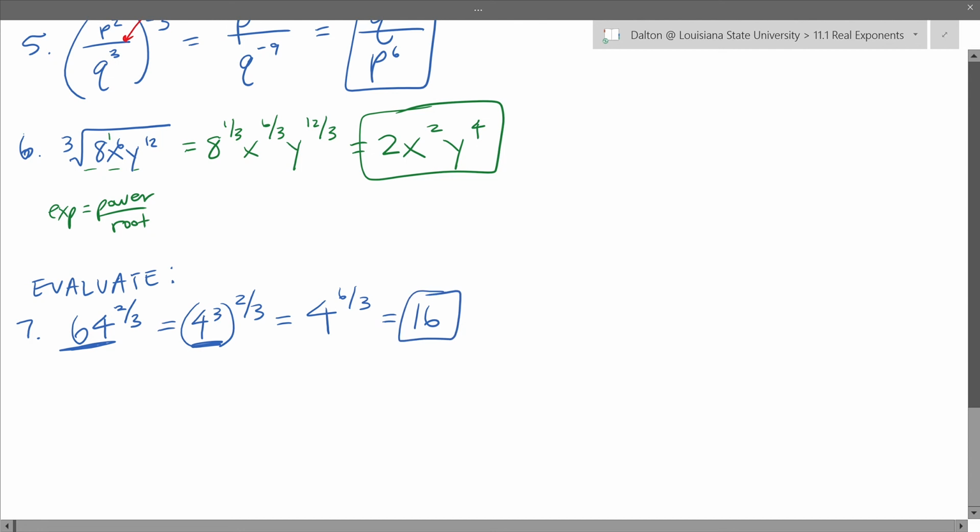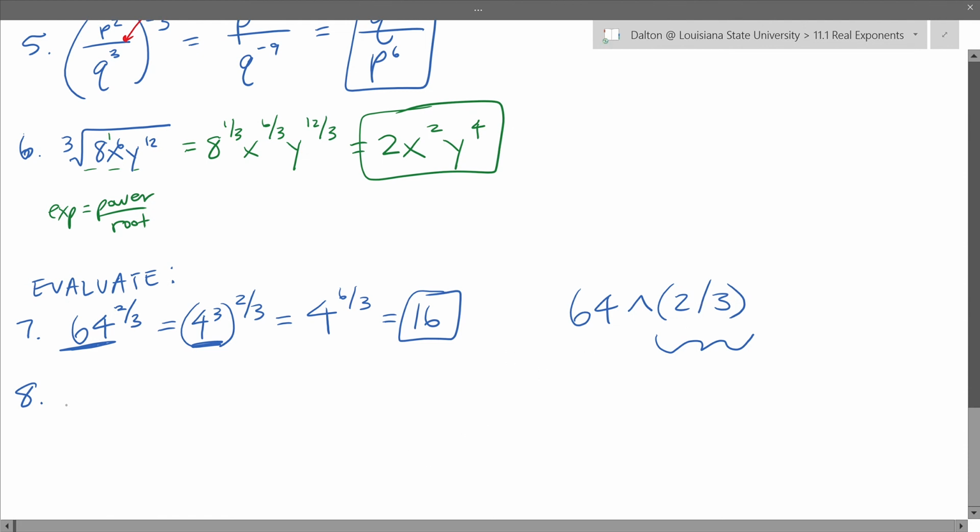Now, I'm very aware that you guys have graphing calculators, and you could simply just plug in your calculator 64, put the little caret to the 2/3 power. I think your calculator understands PEMDAS in this case, but to be safe, anytime I put a fraction in the calculator, I'd make sure to put parentheses around it.